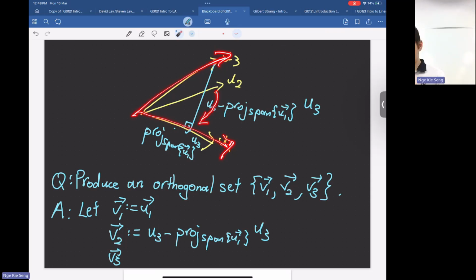You want to project U2 to the span of U1 and U3. Sure, this will confirm that U2 is orthogonal to U3 and U1. But we want it to be orthogonal to V1 and V2 instead.